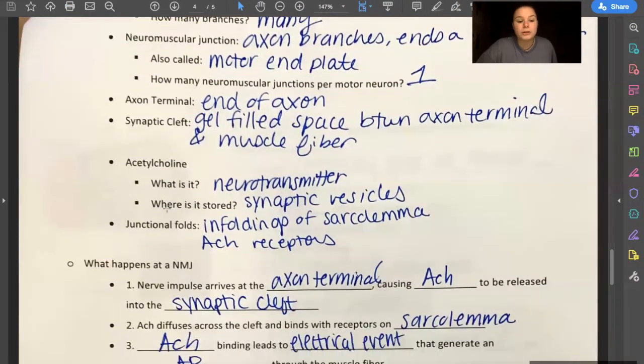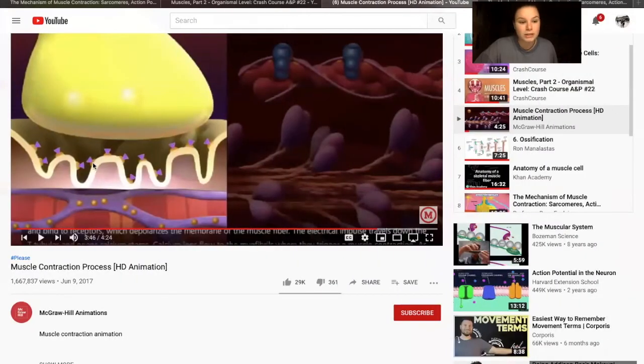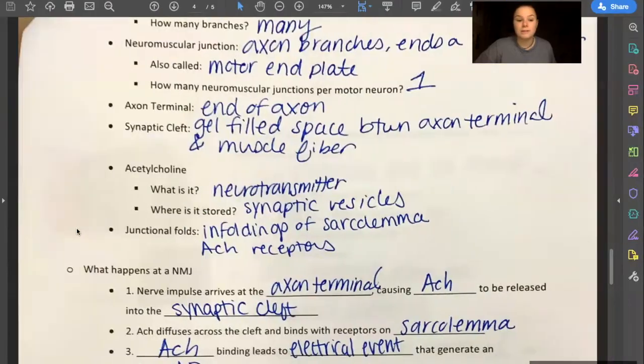So what happens at the neuromuscular junction? The nerve impulse arrives at the axon terminal, causing the ACh, which is acetylcholine, always, to be released into the synaptic cleft. Then acetylcholine diffuses across the cleft and binds with the receptors on the sarcolemma, these little orange bits. That leads to an electrical event which will then generate an action potential through the muscle fiber. AP is action potential, which is that light, the flash, that we keep seeing.